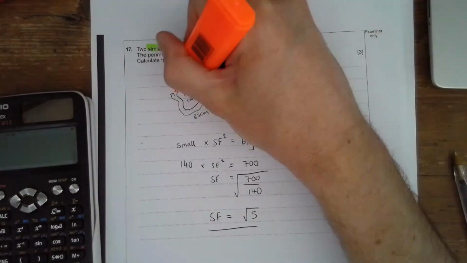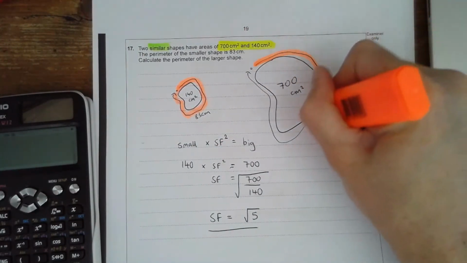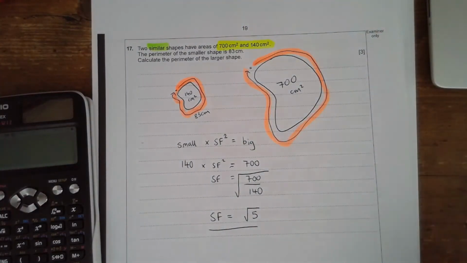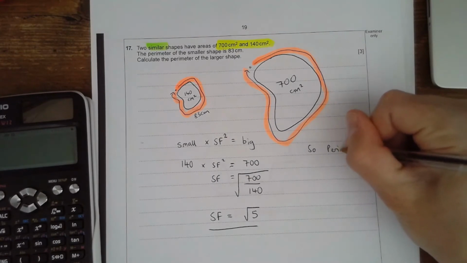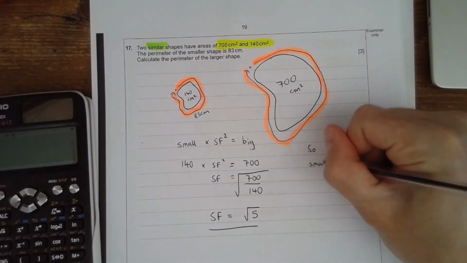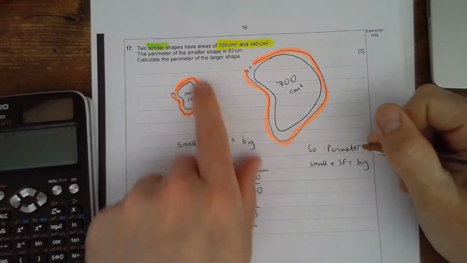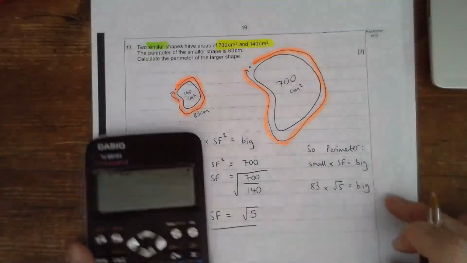So literally, to work out this, we just want to times by the scale factor because it's a line, it's a distance, okay? I'm going to say, so perimeter, so it's nice and clear to anyone looking at my work, would be small times the scale factor equals the big. We're told the perimeter of the smaller one is 83 times the scale factor, which we've worked out is root 5, is equal to the big area, not the big area, so the big perimeter.